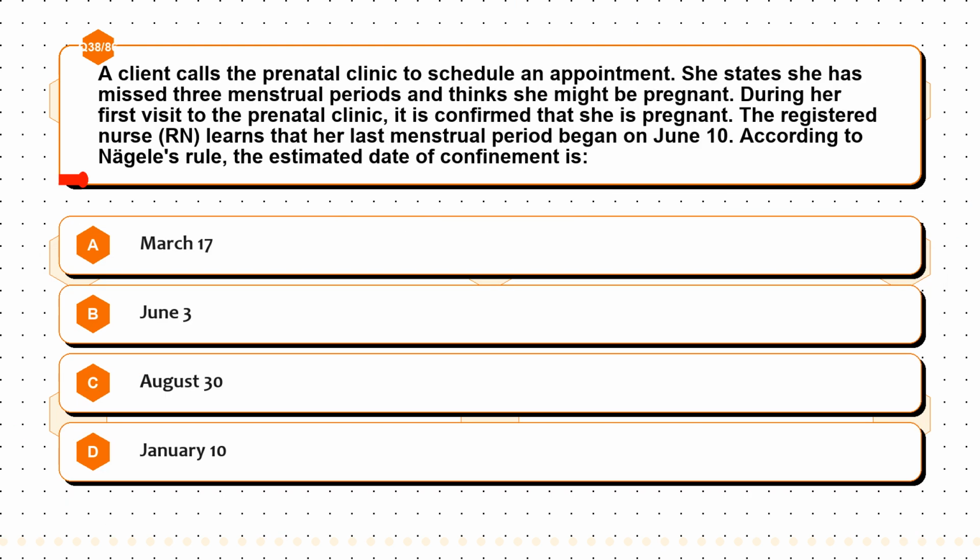Question 38. A client calls the prenatal clinic to schedule an appointment. She states she has missed 3 menstrual periods and thinks she might be pregnant. During her first visit to the prenatal clinic, it is confirmed that she is pregnant. The registered nurse, RN, learns that her last menstrual period began on June 10. According to Naegele's rule, the estimated date of confinement is. Here are the options. Option A. March 17. Option B. June 3. Option C. August 30. Option D. January 10.